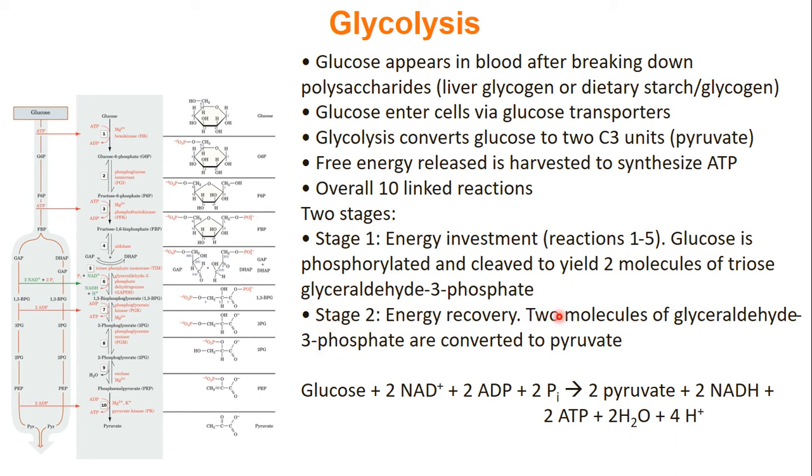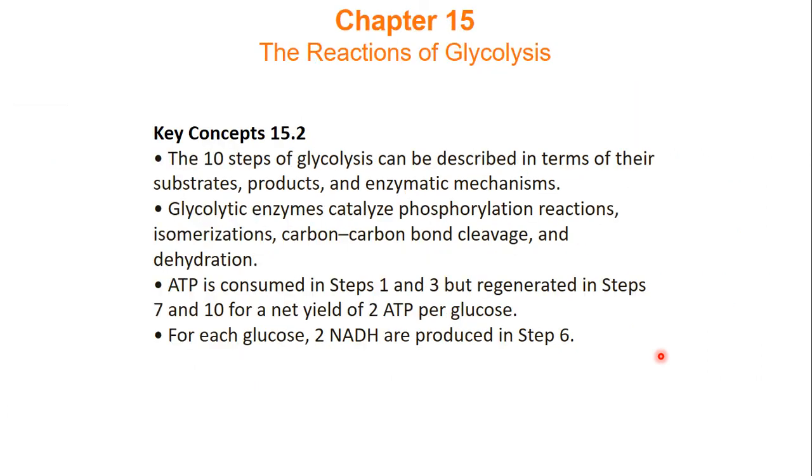You take 2 molecules of glyceraldehyde 3-phosphate and you convert them ultimately to pyruvate. So stage 1 is like you are putting money in. Stage 2, you're getting money back out with some dividends. Overall, the whole reaction is glucose plus 2 NAD plus 2 ADP plus 2 inorganic phosphates make 2 pyruvate, 2 NADHs, 2 ATPs, 2 waters, and 4 hydrogens.